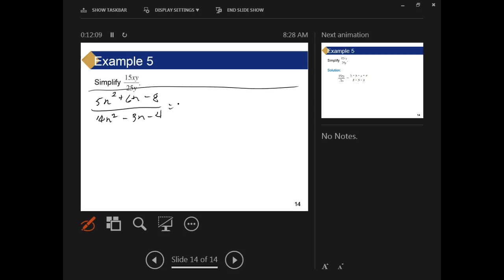Factor, factor, factor. Let's start with the numerator. Is it factorable? We don't know. If it is, what would be your possible factors? A little louder. I heard something, but I couldn't make it out.